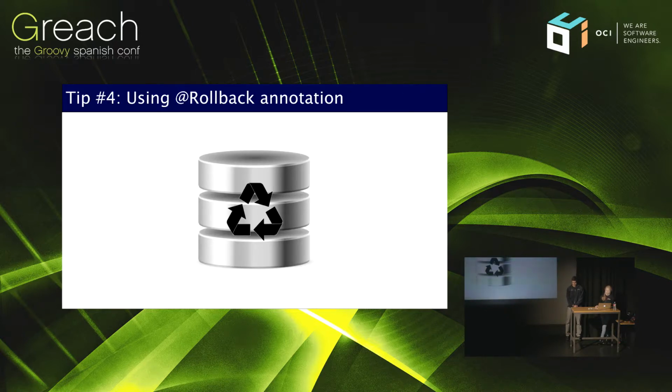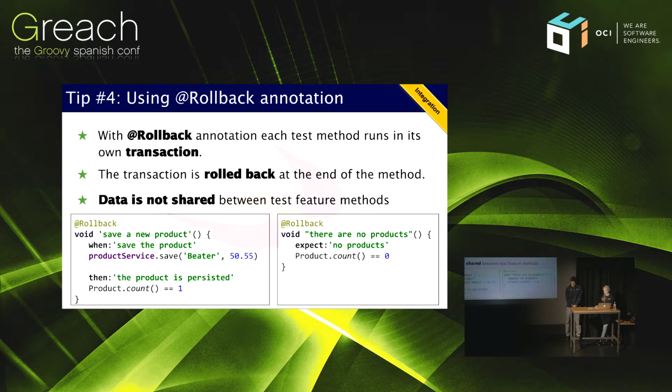So, talking about the setting of data, we can also mention the use of the Rollback annotation. When using this annotation, data saved during a test is not persisted to the database, so data is not shared between test feature methods. And this feature is desirable because you don't want your tests depending on the order of execution or on the application state. So this allows you to design your test cases independent from each other.